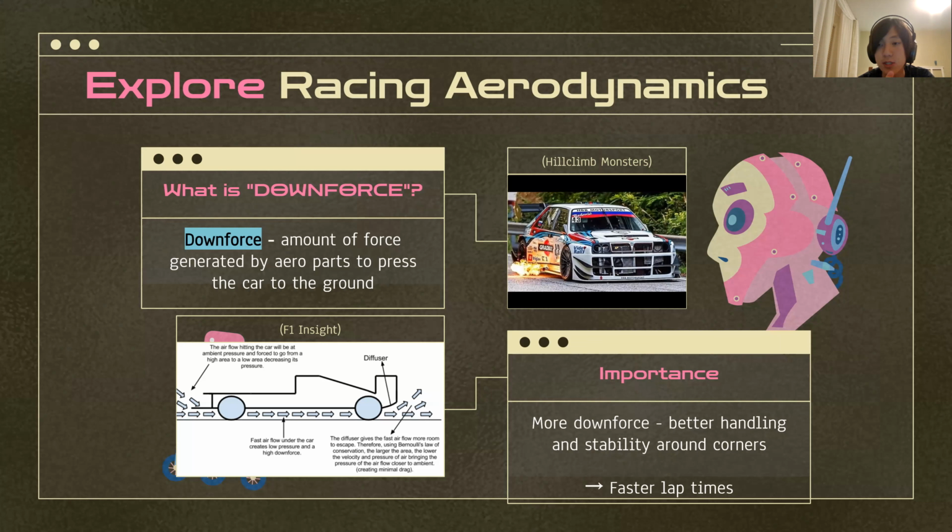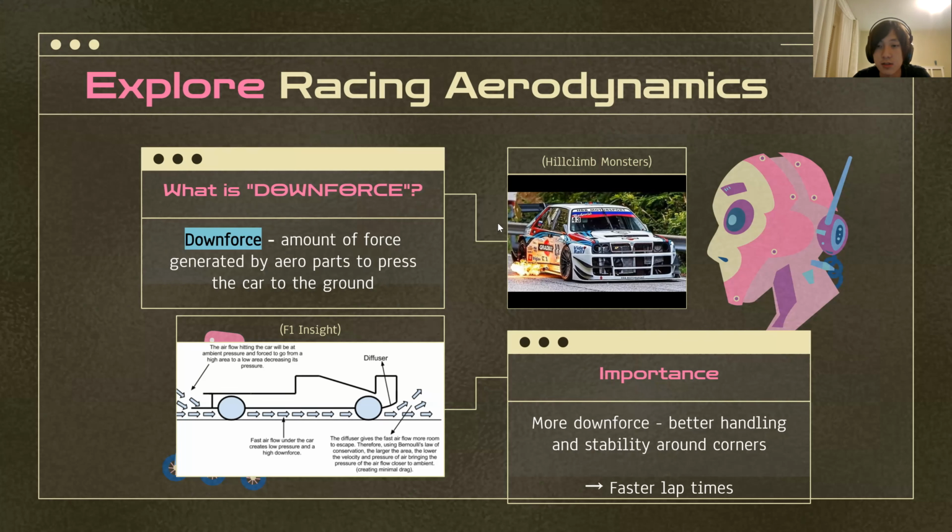Downforce is the amount of force generated by the aero parts on the car to press the car firmly onto the ground. So why is it important? If we have more downforce on the car, that means we have better handling around the corners and the stability is going to increase. That means we can take corners at higher speed. Generally, this will decrease the lap time. This will make the car faster around a certain track if the track has a lot of corners and twisties.